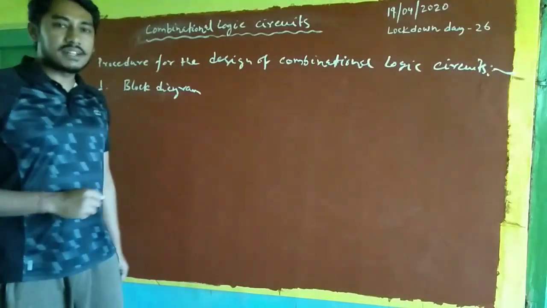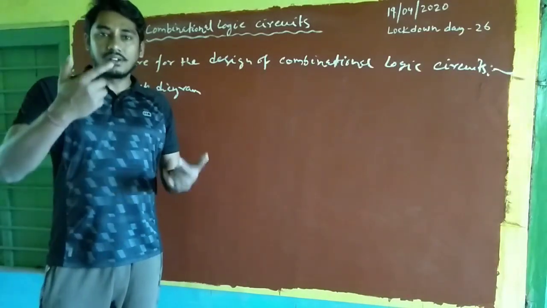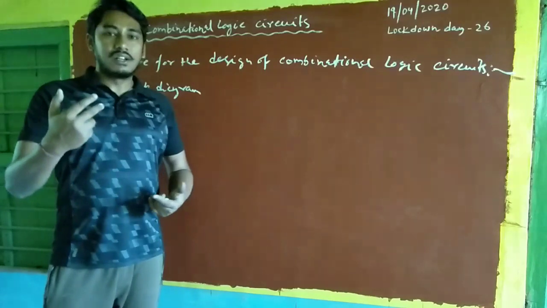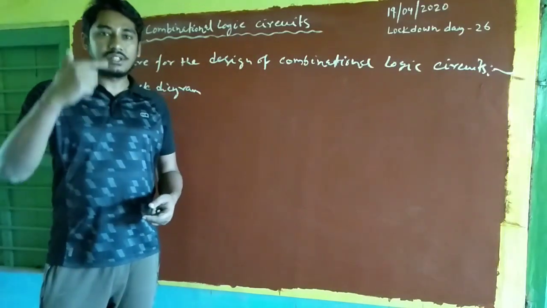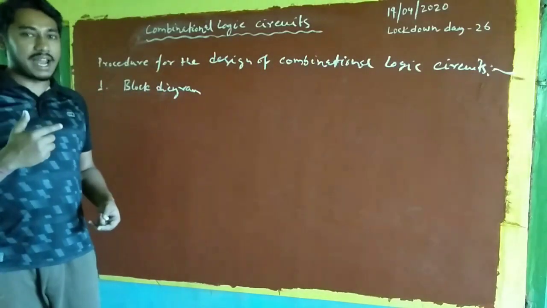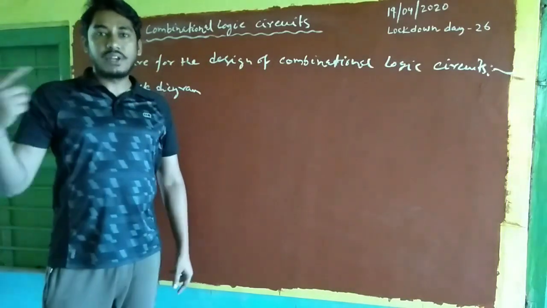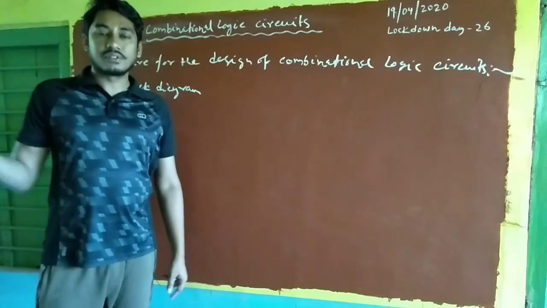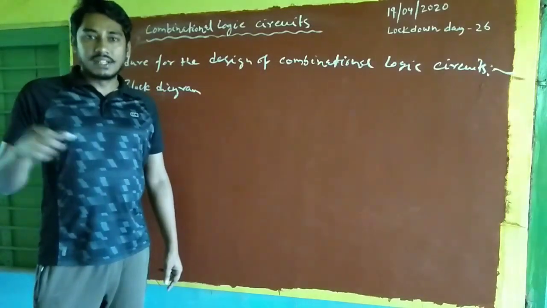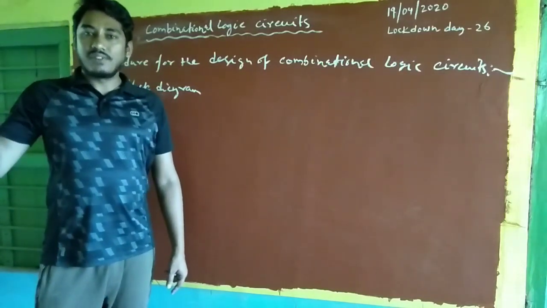For example, suppose we are interested to design an adder circuit. Now in adder circuit we know what the inputs are. Suppose we are taking two inputs, A and B. So this A is the operand and B is the addend. Now these two are inputs. Now what are the outputs? Obviously adder circuit means it will produce the summation of A and B. That means Y is equal to A plus B.